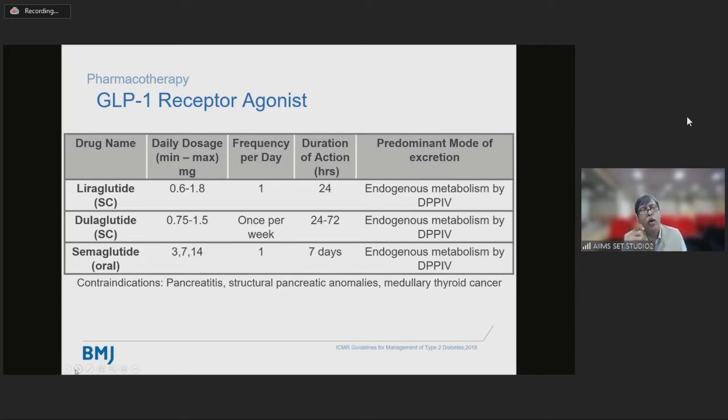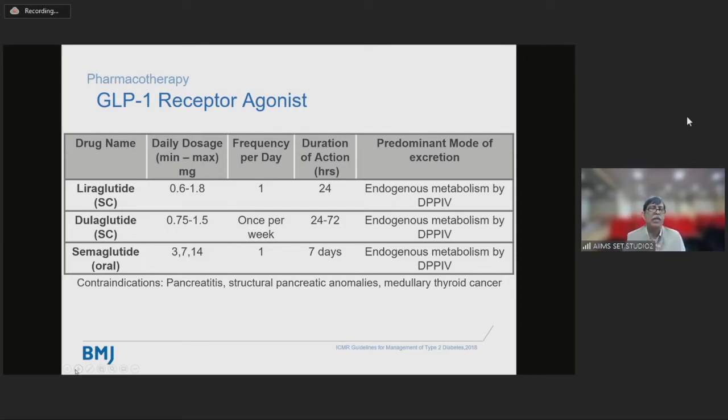You must always start at the lower dose. For liraglutide, you have 0.6 milligrams, 1.2 milligrams, 1.8 milligrams. Always start with 0.6 and bump it up every month or more to the next higher level. Dulaglutide, start with 0.75 milligrams sub-Q weekly and bump it up only after a while. And for semaglutide, which is most recently launched in the market, 3 milligrams daily for 4 weeks, then increase to 7 milligrams daily for 4 weeks, and then 14 milligrams.